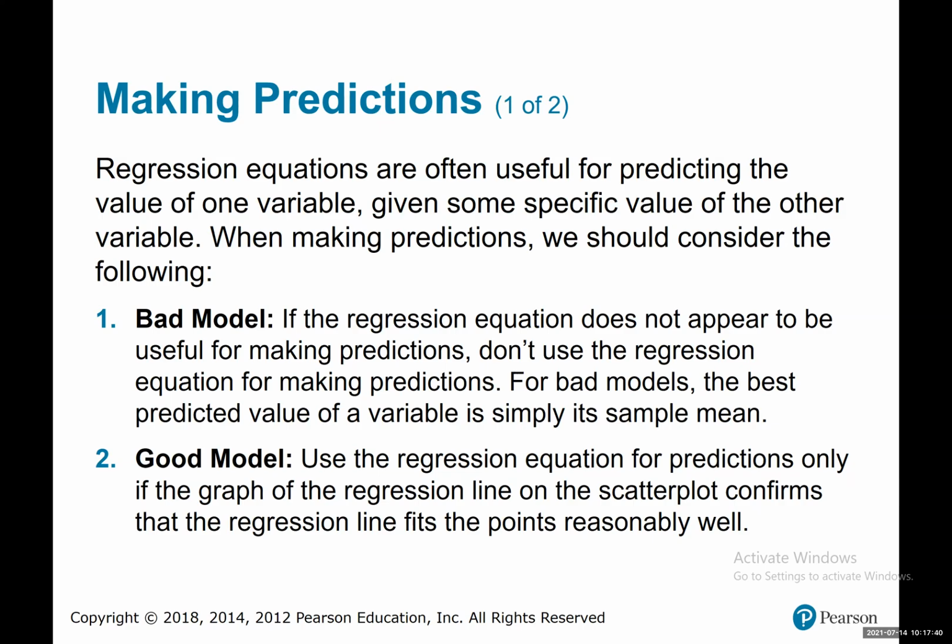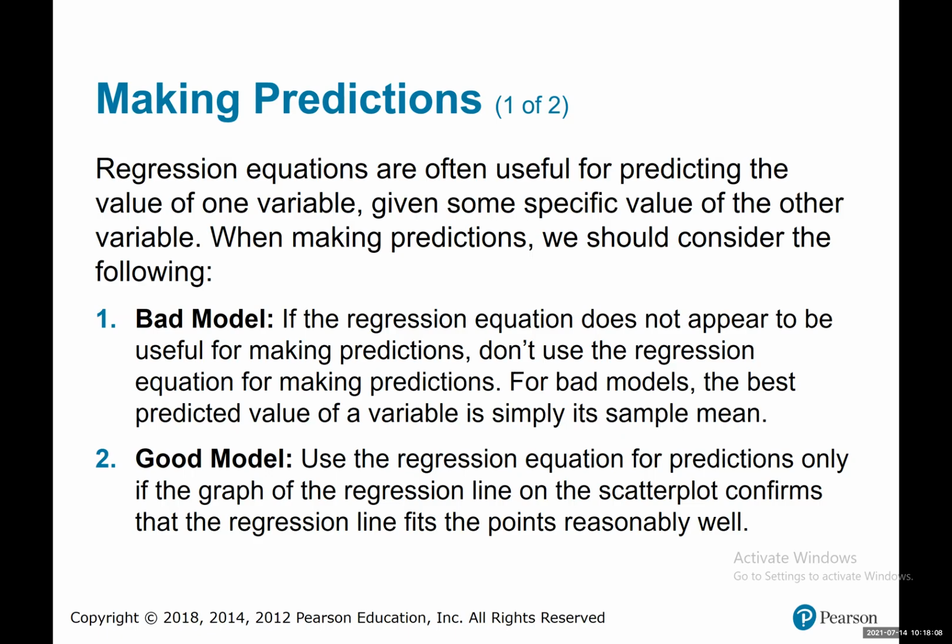Before going to an example, I wanted to talk about bad model and good model when you're making a prediction. Bad model: if the regression equation does not appear useful for making predictions, don't use the regression equation for making predictions. For a bad model, the best predicted value is simply the sample mean.